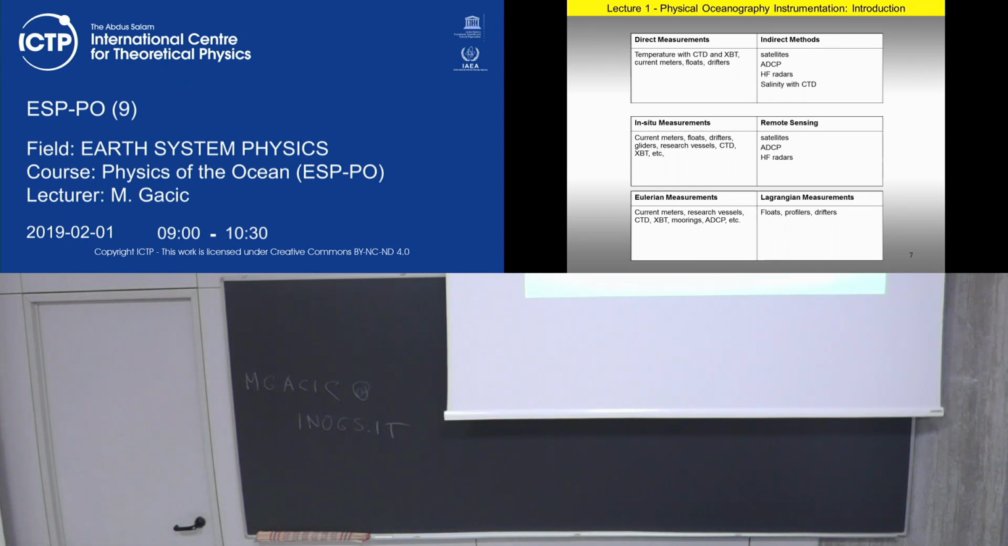And we have direct measurements, which are measurements where you have to be physically present at the sea, where you measure the temperature with the CTD and XBT, as I told you before. You can measure the currents by current meters. You can measure the current by floats and drifters. You will see later what is the difference between the measurements by current meters and by floats and drifters.